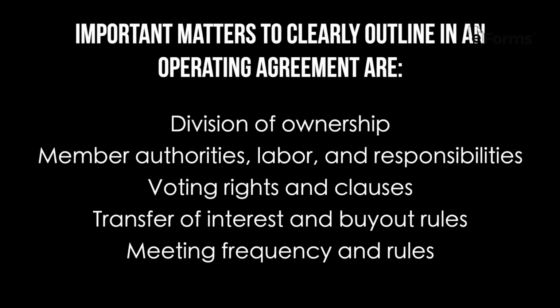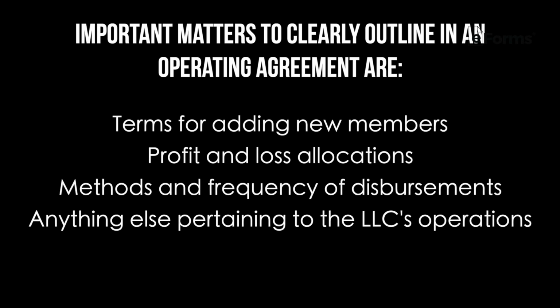What to include in an operating agreement? Operating agreements are sometimes 20 pages long, and you'll want to make sure that every matter concerning your business's finances and operations are written out and regulated. Important matters to clearly outline in an operating agreement are division of ownership, member authorities, labor and responsibilities, voting rights and clauses, transfer of interest and buyout rules, meeting frequency and rules, terms for adding new members, profit and loss allocations, methods and frequency of disbursements, and anything else pertaining to the LLC's operations.